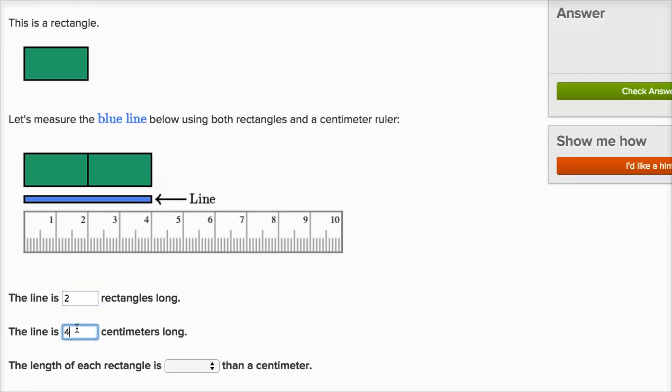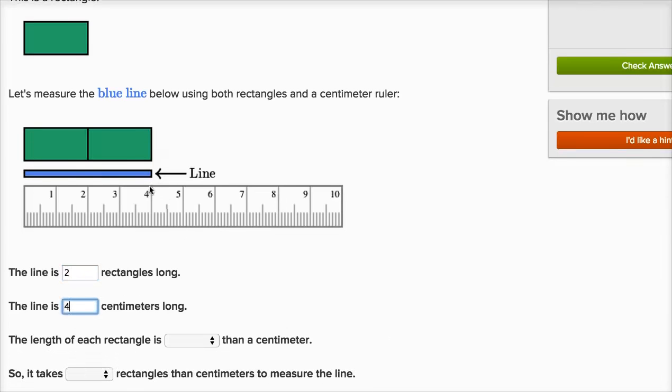4 centimeters long. The length of each rectangle is blank than a centimeter. Well, each rectangle is more than a centimeter. It's longer. You see, each rectangle is actually 2 centimeters. So it's longer than a centimeter. So it takes blank rectangles in centimeters to measure the line. Well, since each rectangle is longer, it's going to take fewer rectangles to measure the line. So we'll select fewer right over there, and you see that over here. It only took 2 rectangles to measure the line, but it took 4 centimeters. 2 is fewer than 4.